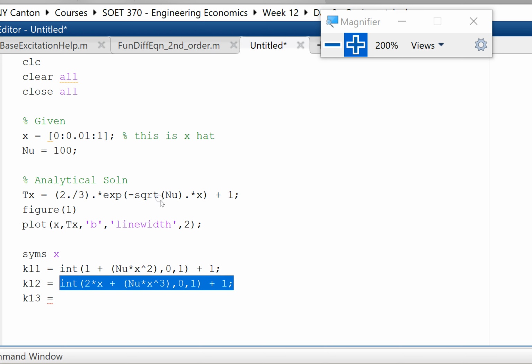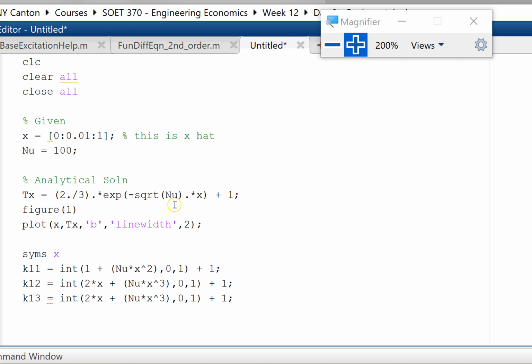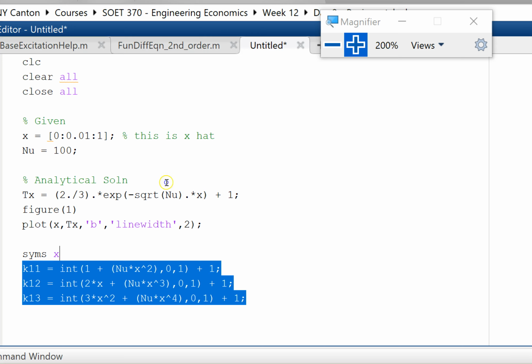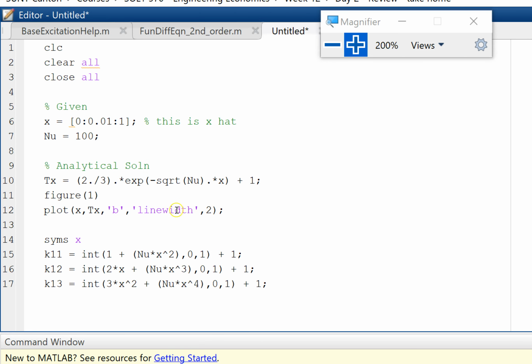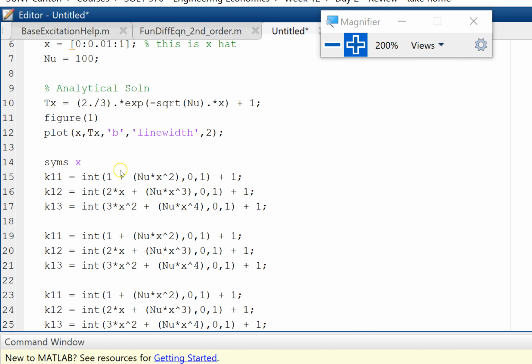And paste that one. This is 3x squared, Nusselt number fourth. Hopefully you see a trend. And I didn't give you the rest of these, but I can write them here, so then you can fill them in if you wanted to.